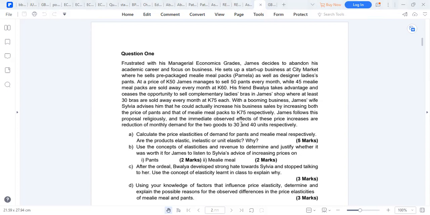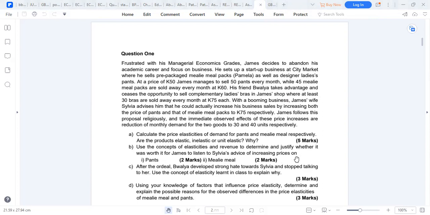So this is perhaps what caused them to increase at 75 as well. So this person who's coming in our office is selling at a high price, why not unify the product? So now, in this case, we are being asked to say, after the ordeal, Walia developing a strong hate towards Silver, stops talking to her, to say, why are you increasing your prices also?